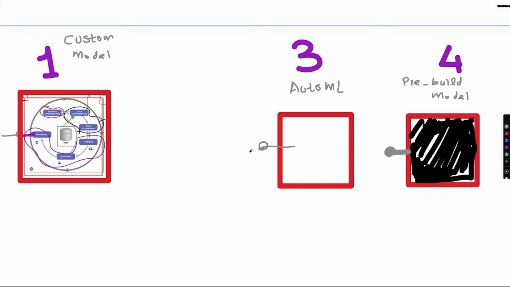It's a push button solution that is called AutoML. But what's the difference between this and a pre-built model? For a pre-built model, it is not your data. It's a generic solution, use it or don't use it. You have no control over it. This is on your data, your use case.